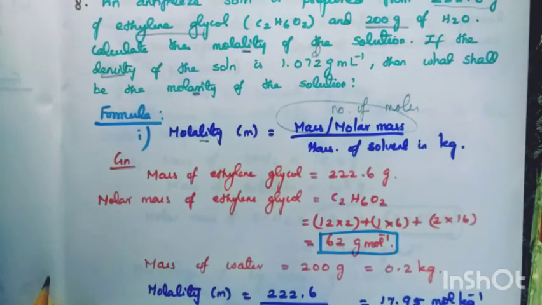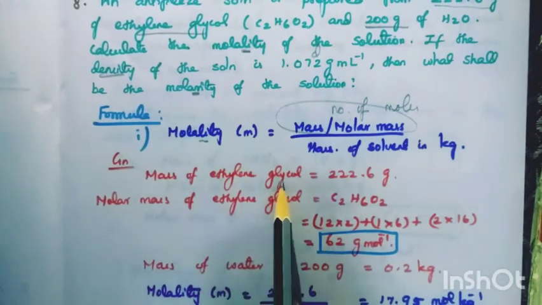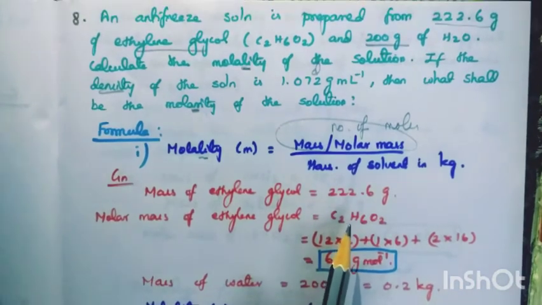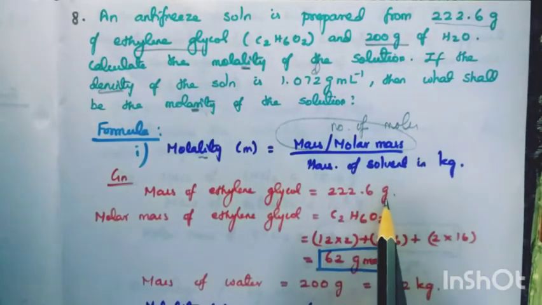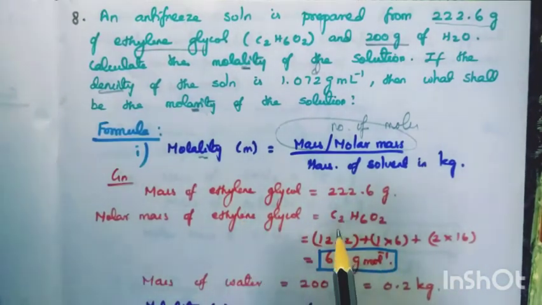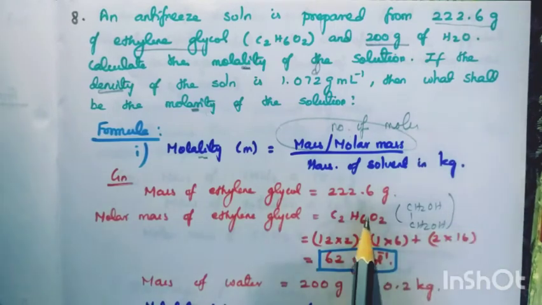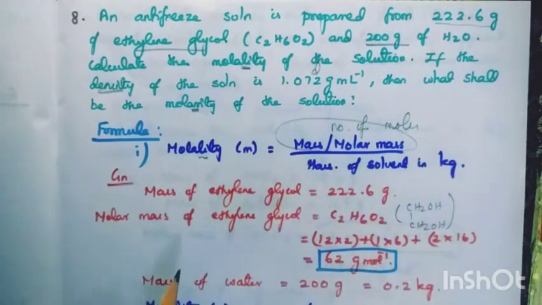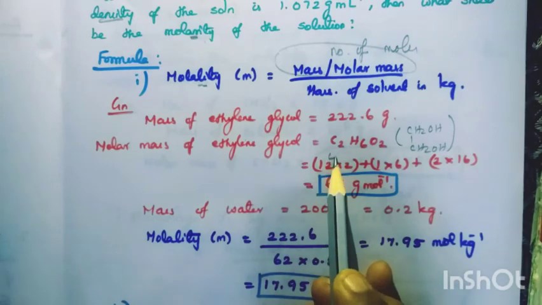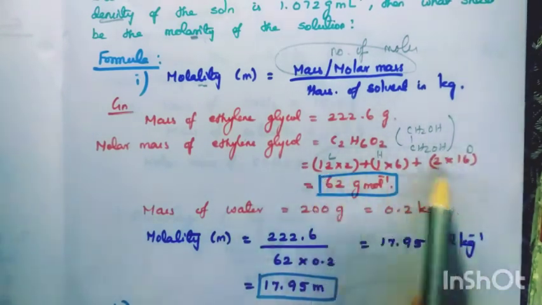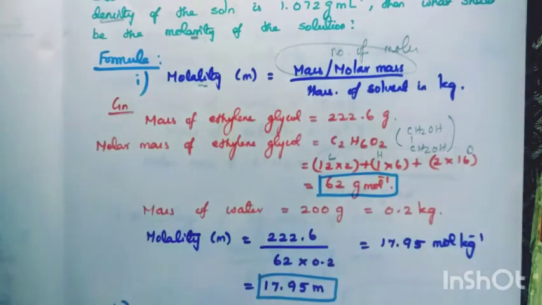So now we are going to see the mass of ethylene glycol. This is 222.6. Now the molar mass of ethylene glycol. The formula is CH2OH-CH2OH; in total we write this as C2H6O2. Using the atomic masses of carbon, hydrogen and oxygen, we get 62 gram per mole.